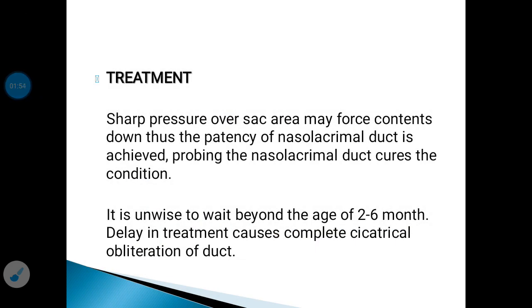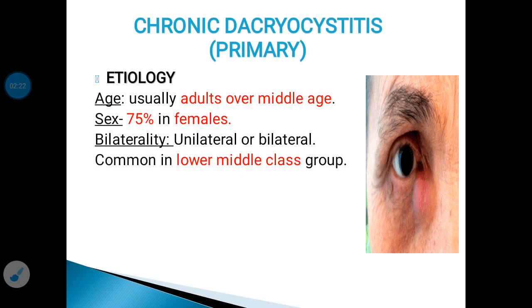The treatment of congenital dacryocystitis is to apply sharp pressure over the sac area, which forces the contents down, and thus patency of the nasolacrimal duct will be achieved. After that, probing of the nasolacrimal duct cures the condition. It is unwise to wait beyond the age of 2 to 6 months. Delay in the treatment causes complete cicatricial obliteration of the duct.